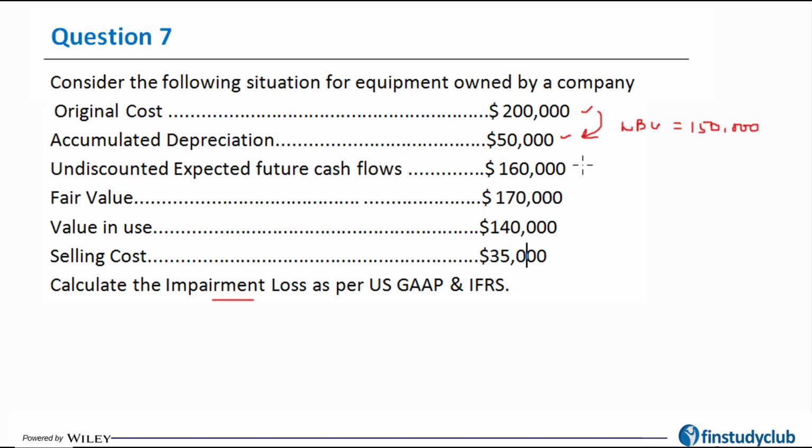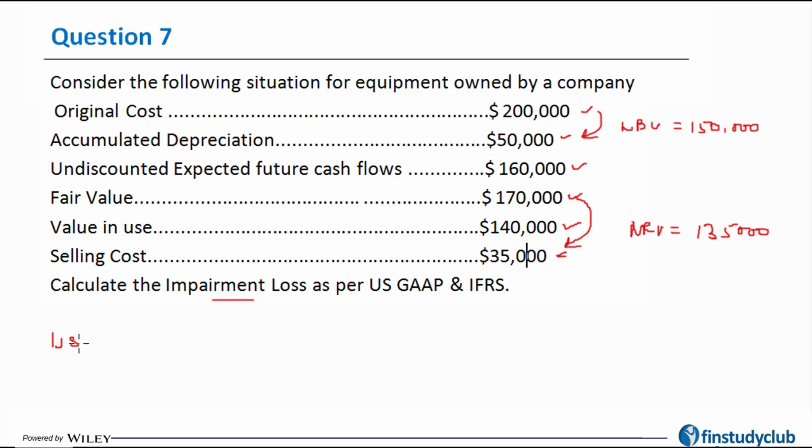Undiscounted expected future cash flows is 160. The fair value is 170. The value in use is 140,000 and the selling cost is 35. So my NRV, if I sell the asset, becomes equal to 135, which is 170 minus the selling cost. I need to calculate the impairment loss as per US GAAP and IFRS.